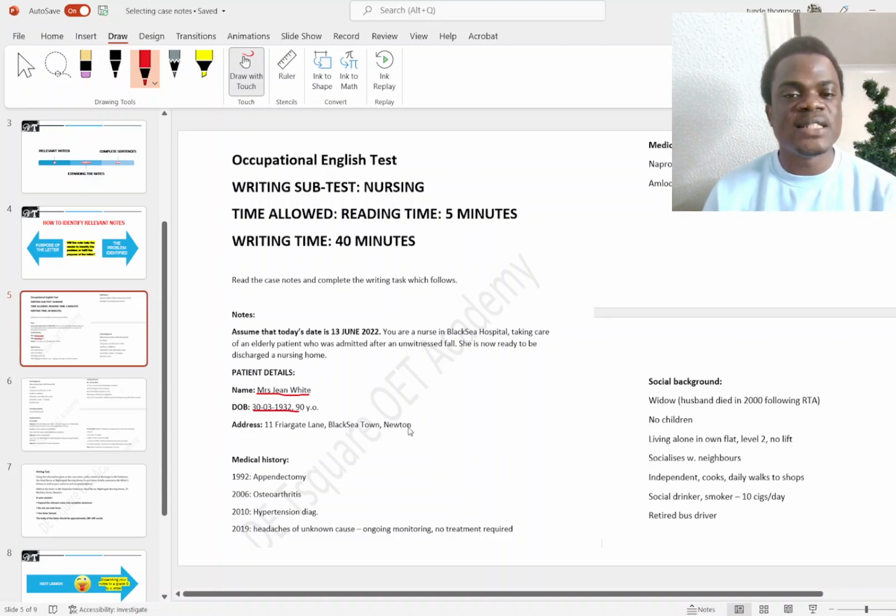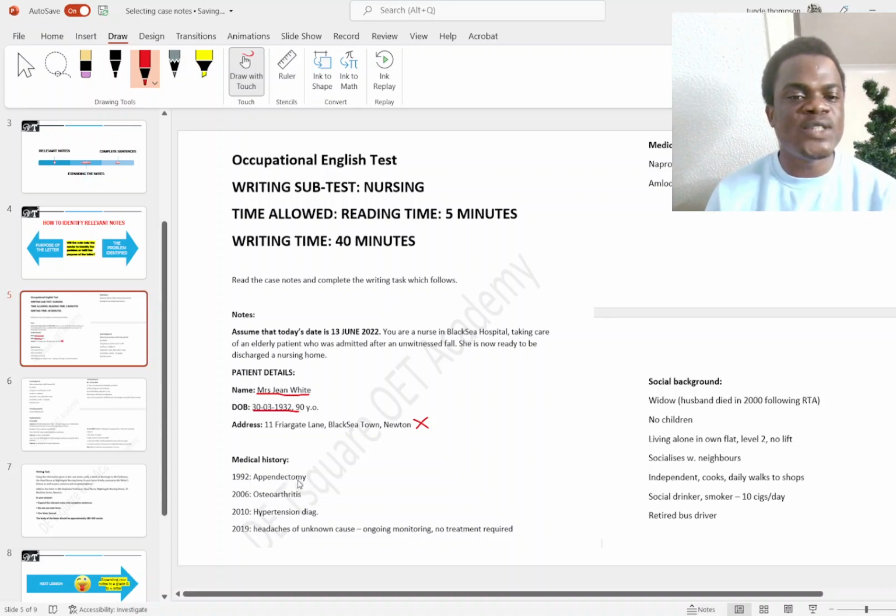This is the patient address. This information is not relevant here because, looking at why we are writing this letter, we are writing it for just short-term monitoring in a nursing home, not at this patient's address. So the address of this patient might not be relevant to this reader, so we will not add it. Now let's go to the medical history.